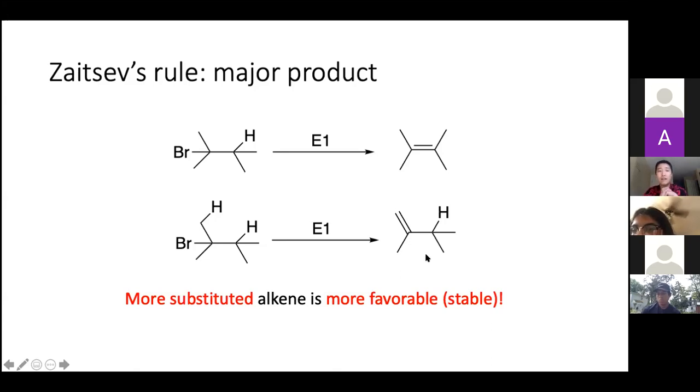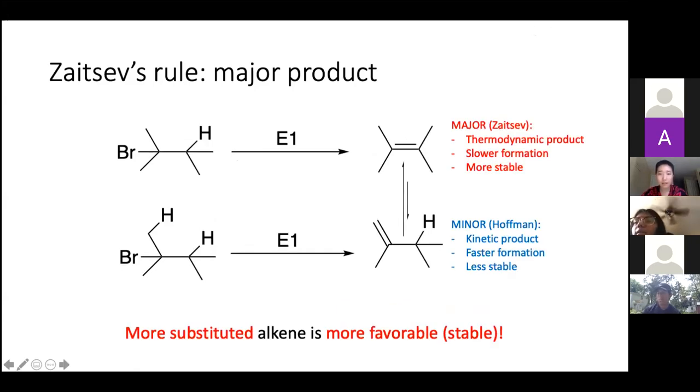So a long time ago, a Russian chemist whose name I'm not even going to try to pronounce, Zaitsev, and I don't even know if that's the right pronunciation, figured out a rule for figuring out the major product from an E1 reaction. That is, the more substituted alkene is more favorable. In other words, the more substituted alkene is more stable and would prefer to be formed.